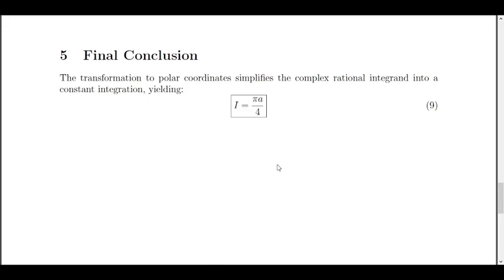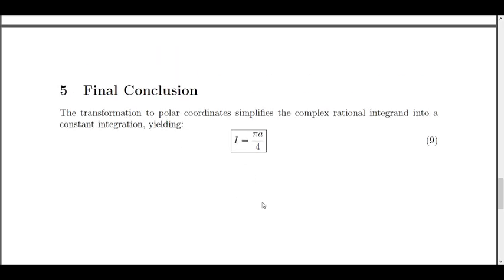So the transformation to polar coordinates simplifies the complex rational integrand to a constant integration, yielding I equal to pi a by 4. Thank you.